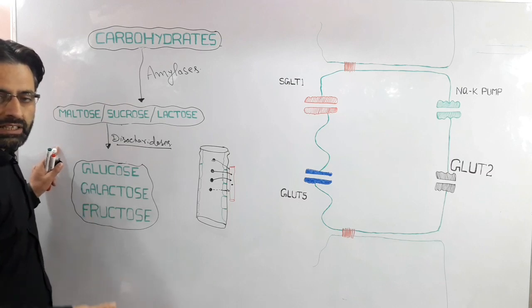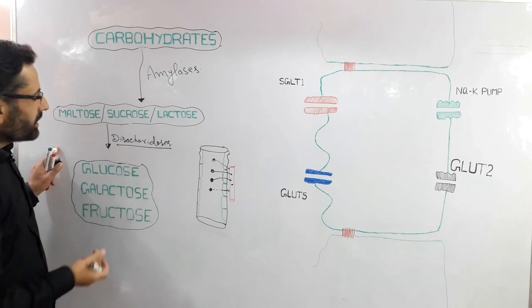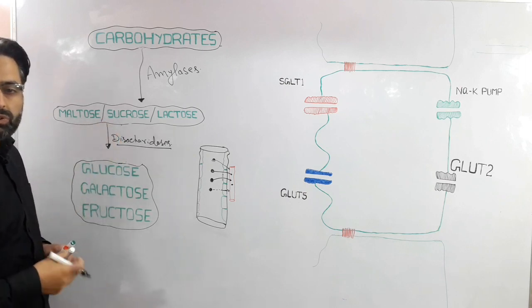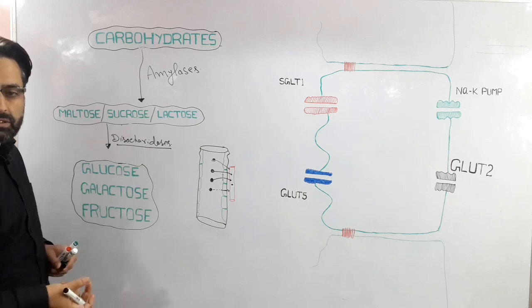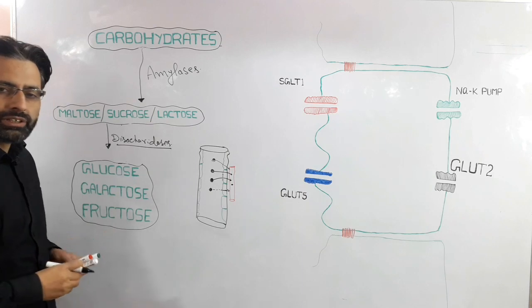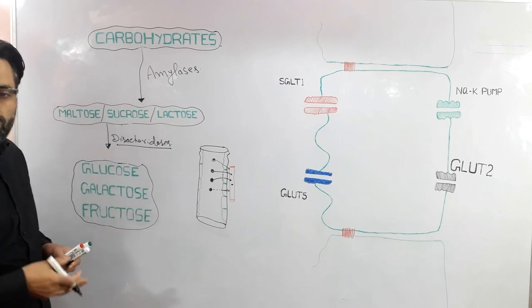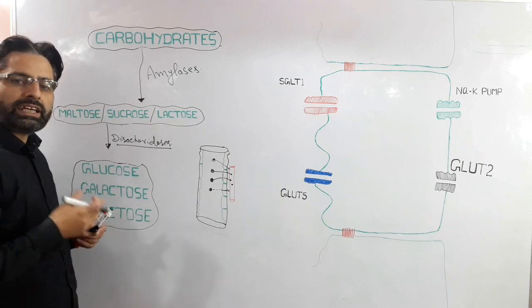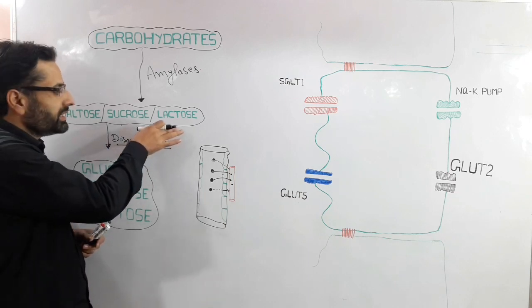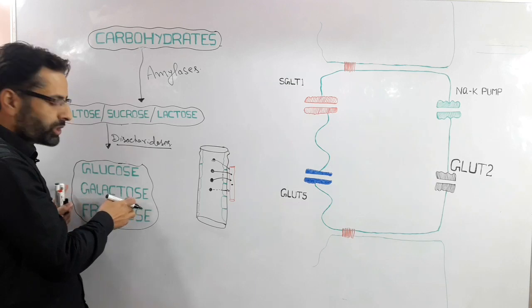This maltase is a disaccharidase. Similarly, we have this sucrose. Sucrose will be converted into the fructose and the glucose by sucrase disaccharidase enzyme. And we have this lactose. It will be converted into the galactose and glucose by the enzyme lactase. So these disaccharidases will convert these disaccharides into these monosaccharides.